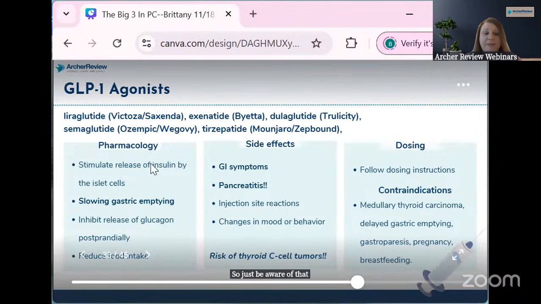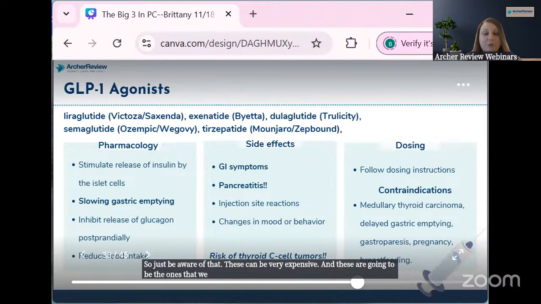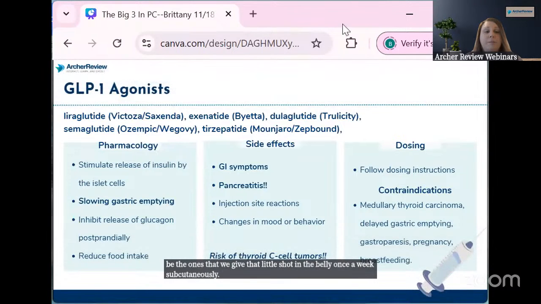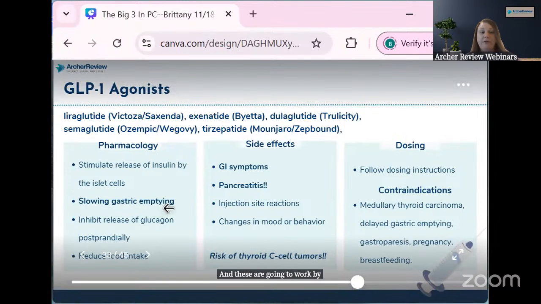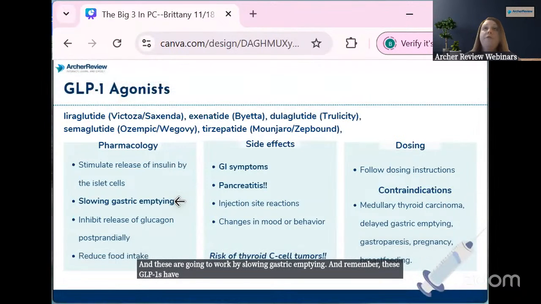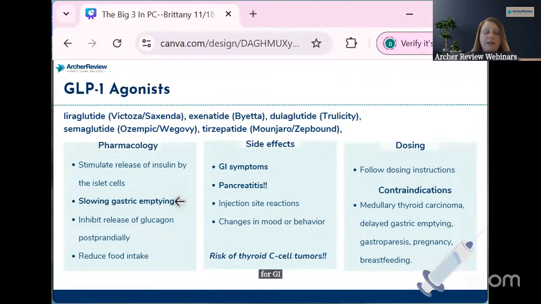These can be very expensive, and these are the ones that we give that little shot in the belly once a week, subcutaneously. And these work by slowing gastric emptying. And remember, these GLP-1s have a black box warning for GI disruption and, I'm sorry, I just drew a blank on y'all. I was saying, what is it?